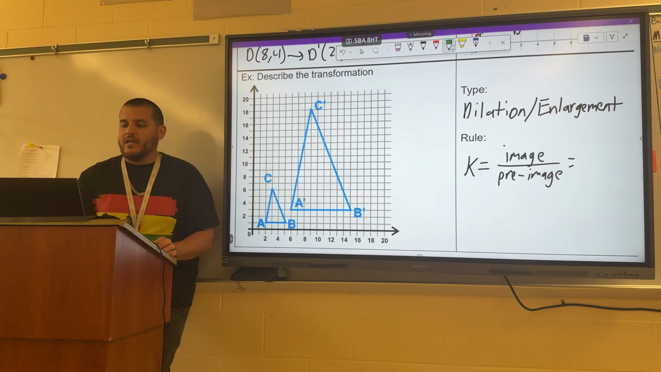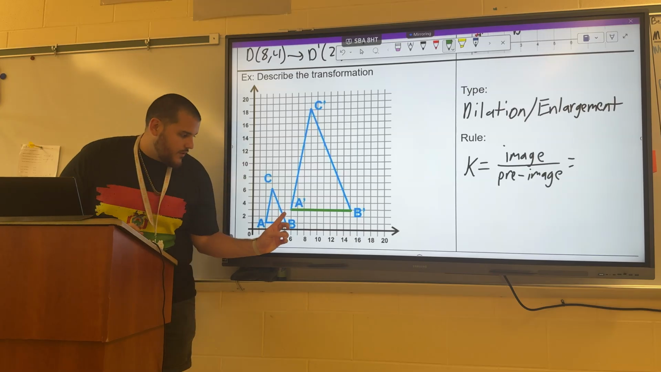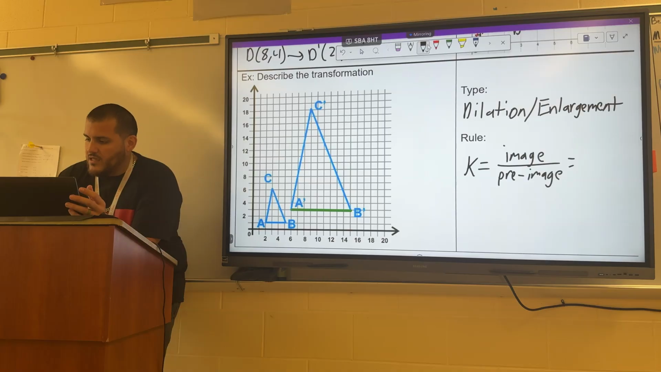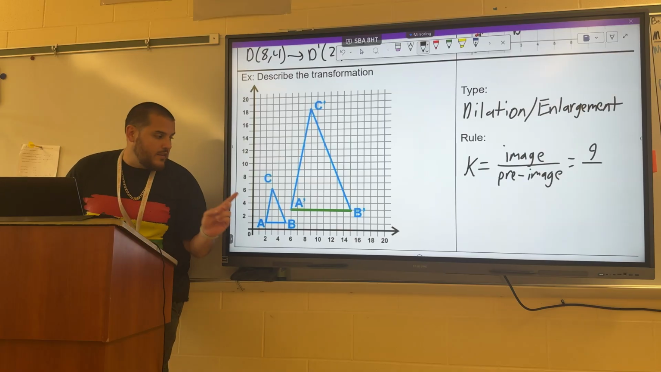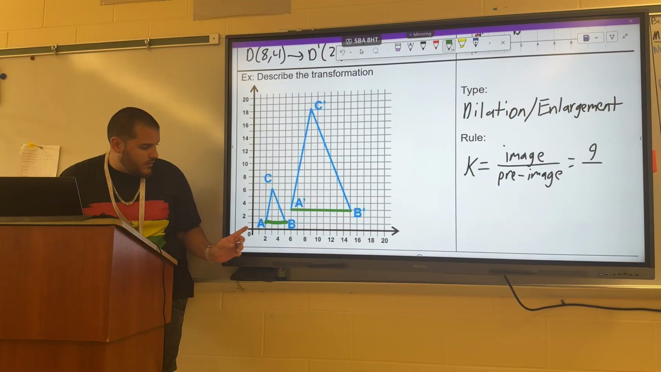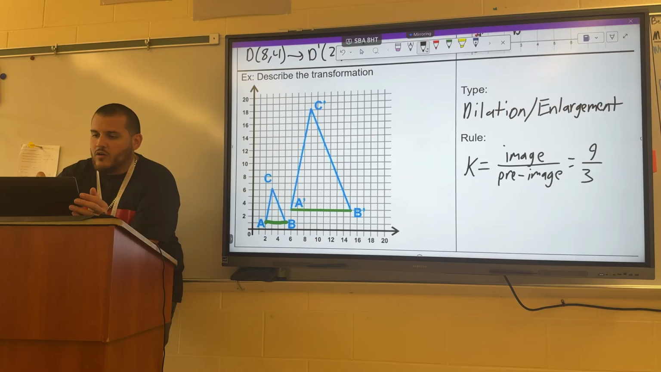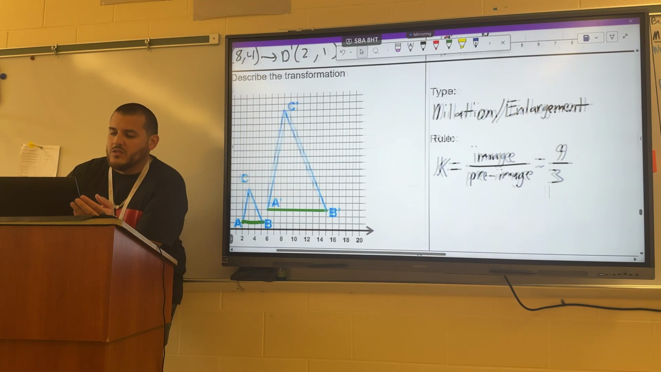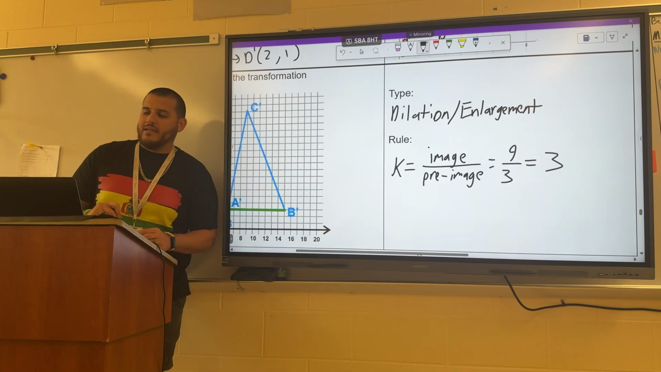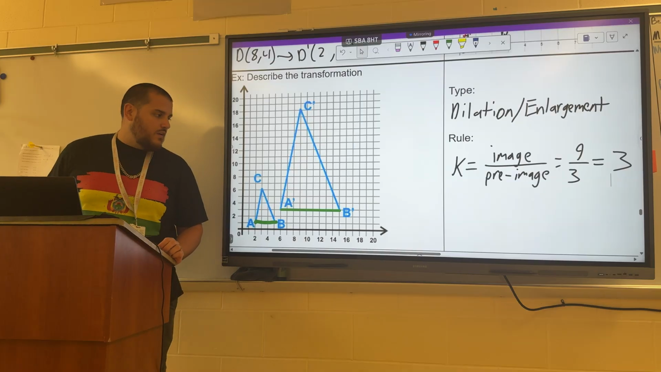For example, when I look at side AB prime on my image, that's countable. Going from positive 6 to positive 15, that is 9 units long. And the corresponding side on my pre-image AB, if I count, that's going from 2 to 5, that's 3 units long. So 9 over 3, and we do want to reduce these scale factors as we get them. That is a scale factor of 3. So this is a dilation, an enlargement, with a scale factor of 3.